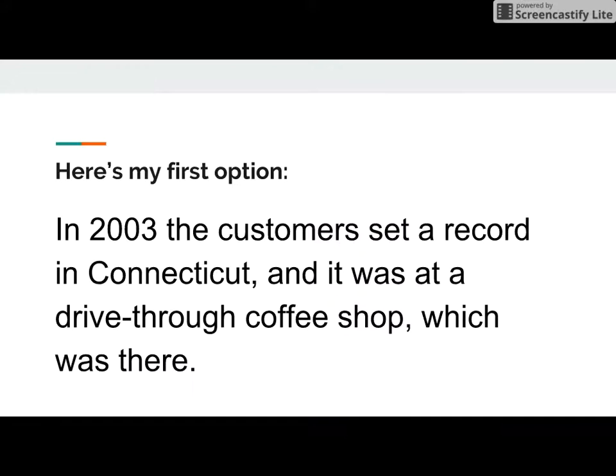As I was reading this last part, "and in Connecticut," it did seem kind of weird. It was like a tag-on, like they forgot to tell me where this coffee shop was. So I do agree that this needs to be a revision because it's not very clear and it doesn't flow very well for the reader. So what I have from the question is: "In 2003, the customer set a record in Connecticut, and it was at a drive-through coffee shop, which was there."